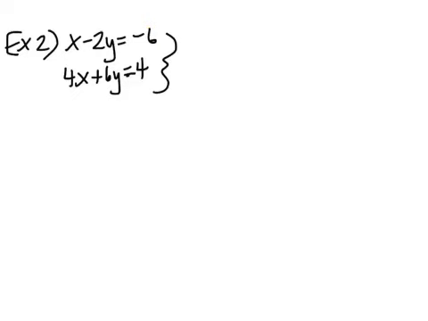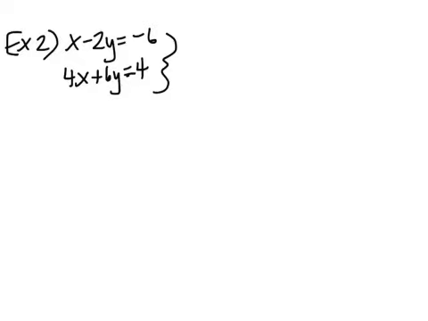Let's take a look at our second example. We have the two linear equations x minus 2y equals negative 6 and 4x plus 6y equals 4. Again, my first step is I need to find a variable that has been solved for. If we take a look at both of these linear equations, neither one has one variable all by itself. In my first one I have x and 2y on the same side, and on my second equation I have 4x and 6y on the same side.